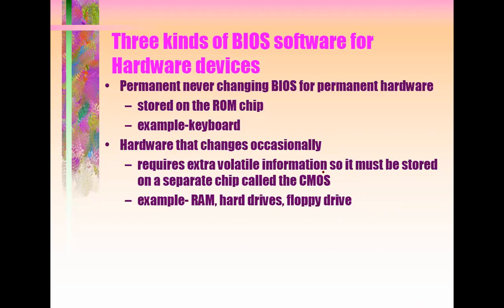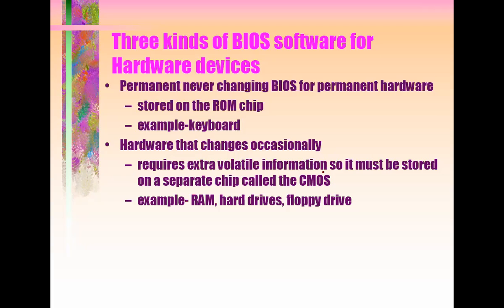Then there is hardware that changes occasionally. This requires extra volatile information, so it might be stored on a separate chip called the CMOS. Right? So like I said, there's a CMOS battery, and the CMOS battery gives service to the CMOS chip.